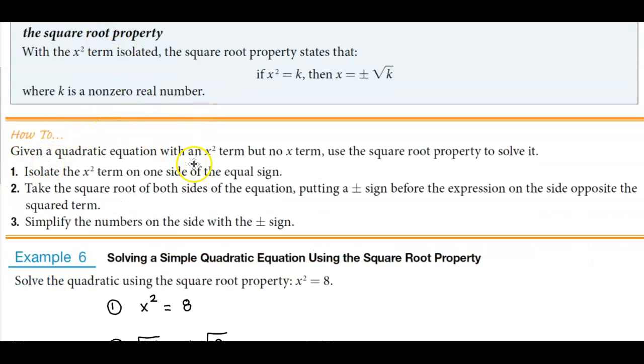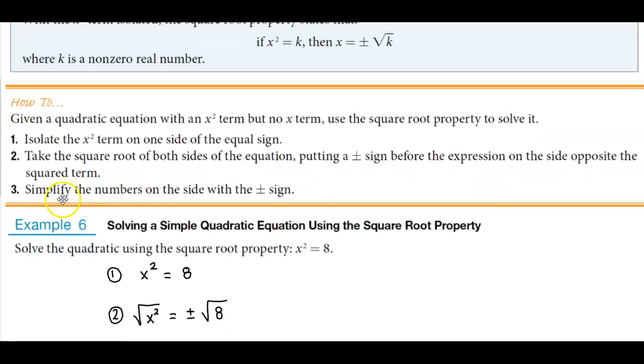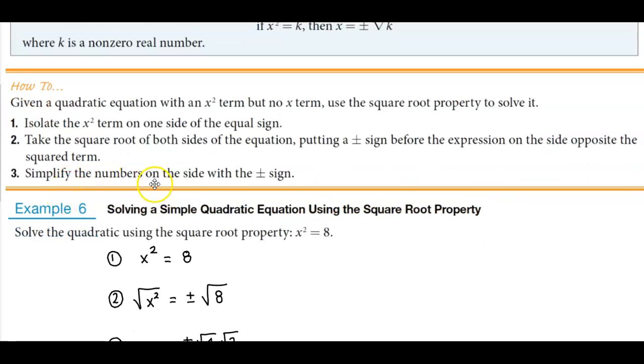Given a quadratic equation with an x squared term but no x term, we're going to use the square root property to solve it. Number 1, we're first going to isolate the x squared term on one side of the equal sign. Number 2, we're going to take the square root of both sides of the equation, putting a plus or minus sign before the expression on the side opposite the squared term. And number 3, we're going to simplify the numbers on the side with the plus or minus sign.